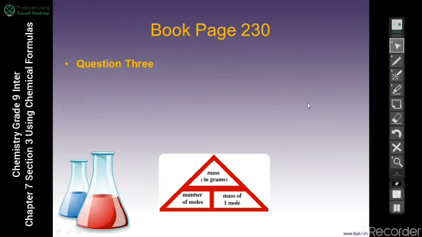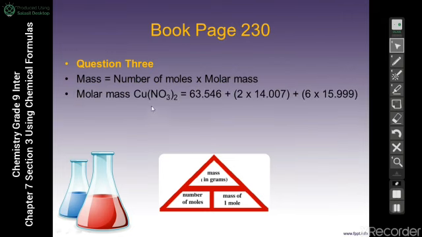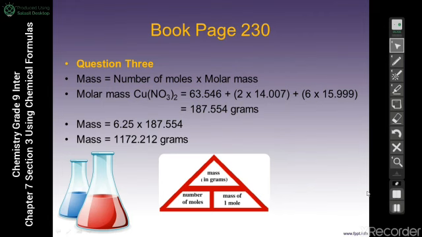Problem 3. What is the mass in grams of 6.25 moles of copper 2 nitrate? As we already know, copper 2 is from the D block, so the charge is positive 2, and the nitrate is NO3. So the correct formula for copper 2 nitrate will be Cu(NO3)2. He wants the mass in grams. So from the first relationship, the mass in grams equals the number of moles multiplied by the molar mass. We have the number of moles given in the problem, 6.25, and we are going to calculate the molar mass, then multiply it by the number of moles. Now we have the mass in grams.